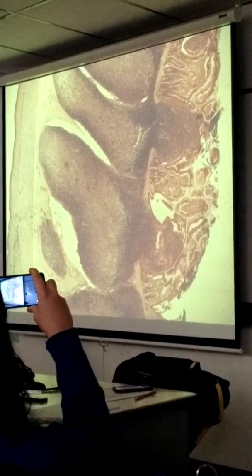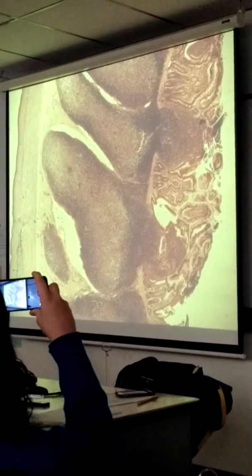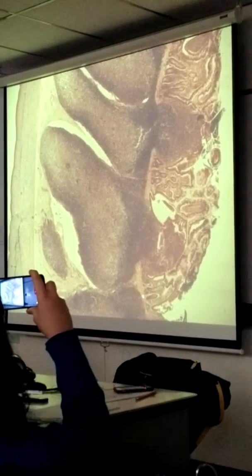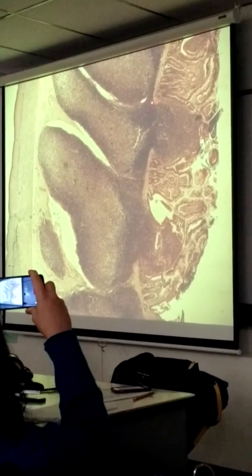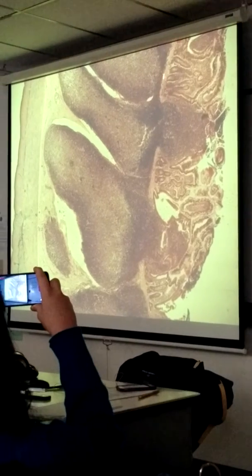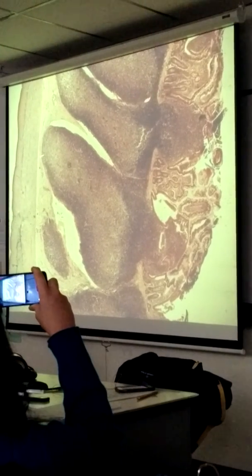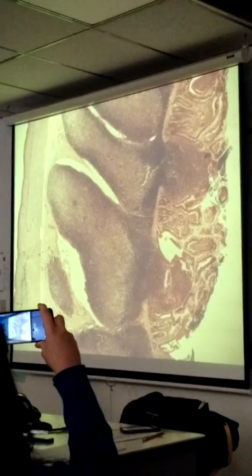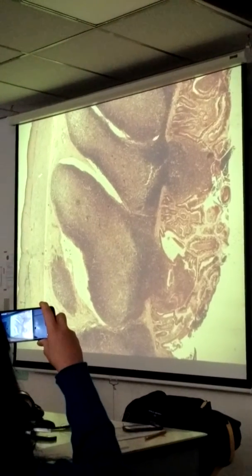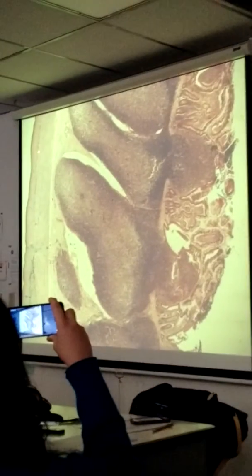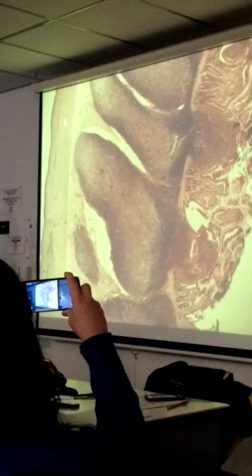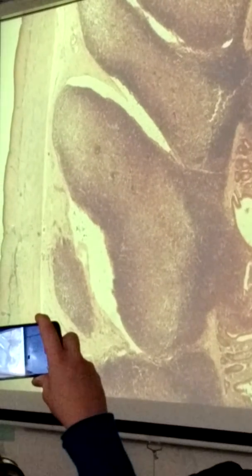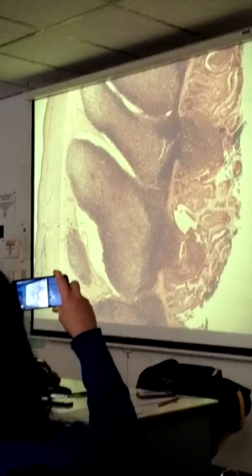So from here to here is mucosa. That pink line, what do you think it is? Muscularis mucosa. So from here to here is submucosa. So from here to here, what is it? Muscularis externa. You have circular and longitudinal. I clearly see two layers. I don't see serosa. This is ileum.